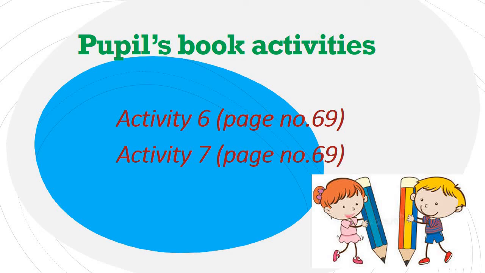Second example, she flattens the door. The object is the door. The be verb is. The past participle is flattened and the doer is by her. The passive voice sentence is: the door is flattened by her. Now, there are two activities. Activity 6.6.